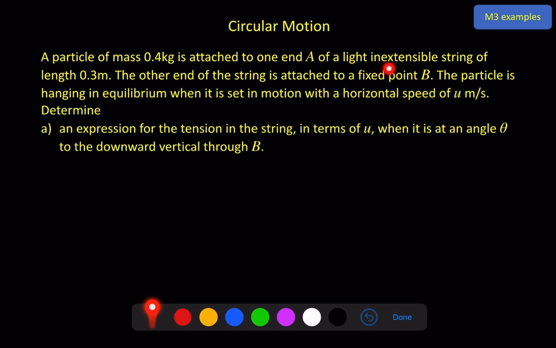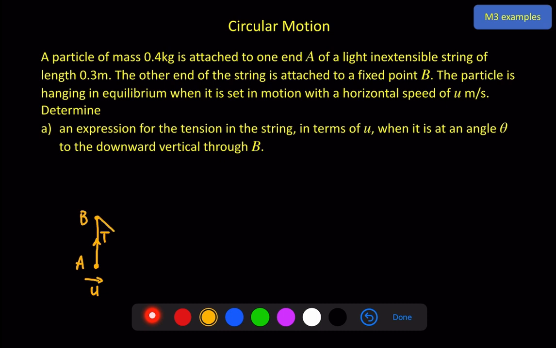and that is that we're using a light inextensible string instead of a rod. So we've got mass 0.4 again, length 0.3 again. We've got point B as the center of the circle. The particle is hanging in equilibrium. Here it is, when it is set in motion with a horizontal speed, again, of u meters per second. We're determining this time an expression for the tension in the string in terms of u when it is at an angle theta to the downward vertical through B.